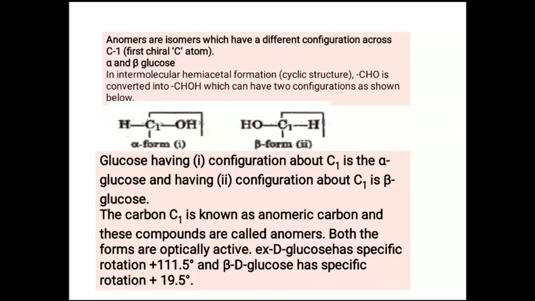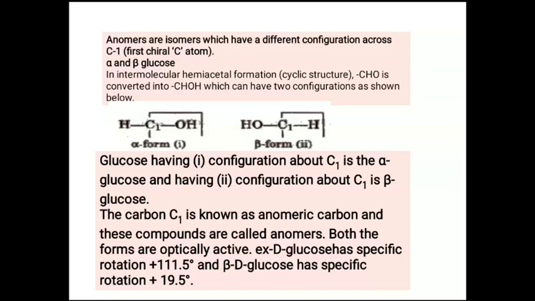Now in the alpha form, at the first carbon atom, the OH group is on the right hand side, whereas in the beta form, OH will be on the left hand side. So glucose having the configuration mentioned here, that is at C1 the OH group is on the right hand side, is called alpha form of the glucose, whereas when it is on the left hand side it is called the beta form of the glucose.